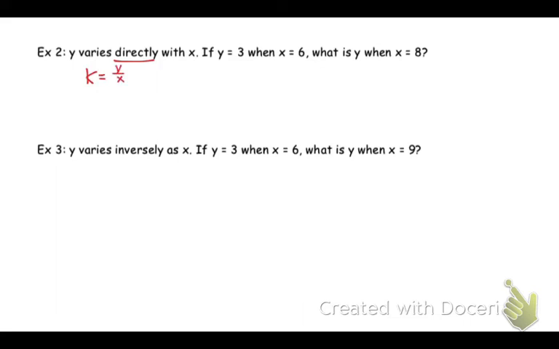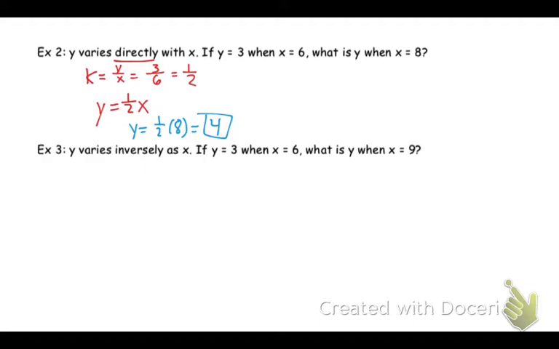Okay, so if y is 3, x is 6. That's 3 over 6, which I can reduce to 1/2 if I want to. That is my constant of variation. Now if I want to solve, I can set up an equation. My equation would be y equals 1/2 x. Then I can use that equation to find anything. Specifically, this wants me to find what y is when x equals 8. So all I would do is plug in 8 for x, and I get that y is equal to 4.